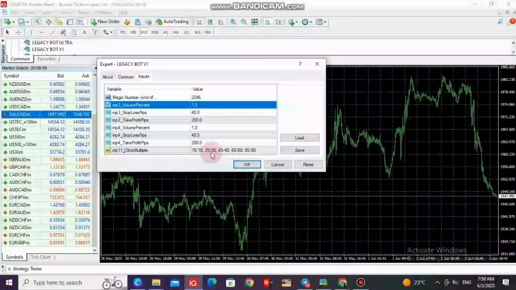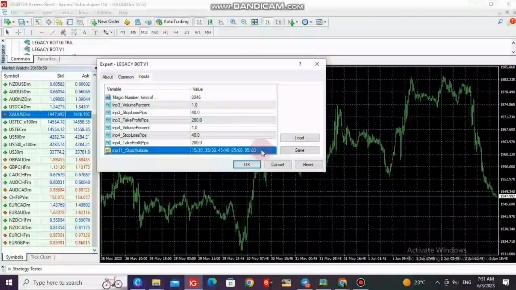So currently it's running on default. It's actually working nicely the way it is, but if somebody might want to take away the pending orders, or take away the trailing stop, you can just clear this. You can clear it all, and then the bot won't be using any trailing stop.